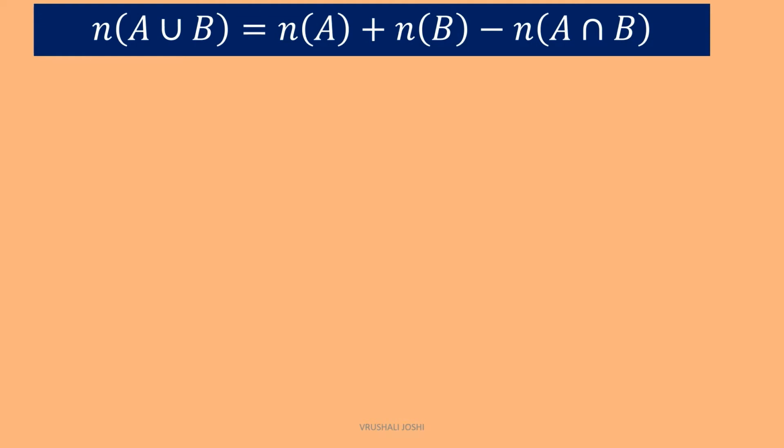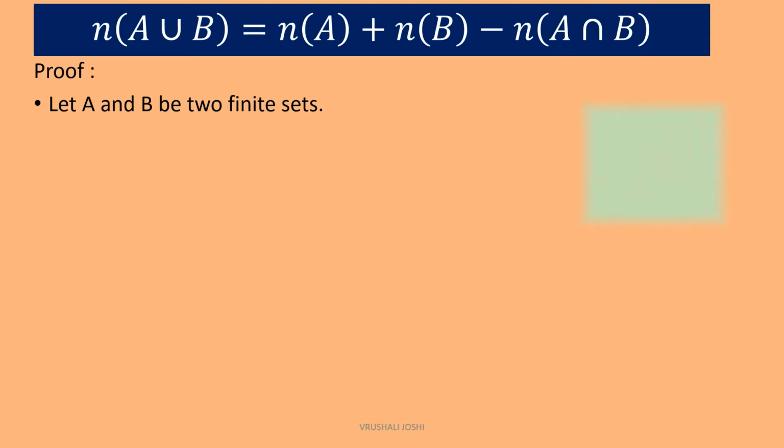The first one is n of A union B is equal to n of A plus n of B minus n of A intersection B. Let's see how to prove this formula. This is very easy. So suppose A and B are two finite sets. What are finite sets? Finite sets are sets in which we can actually count the elements.